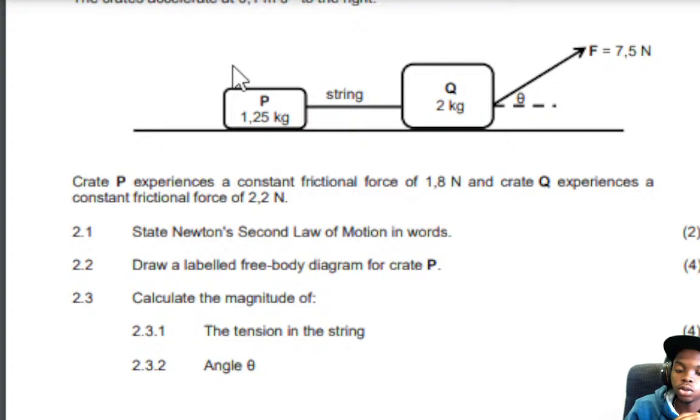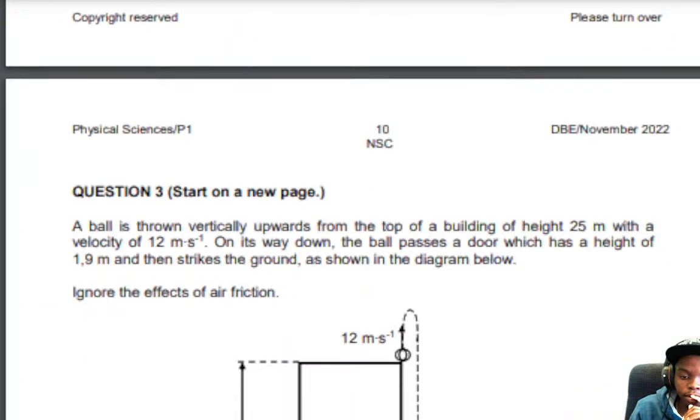Guys, remember you must also label. Don't forget, they said draw a labeled free body diagram. They already say a labeled free body diagram. They didn't just say do a free body diagram. So don't forget to label your free body diagram.